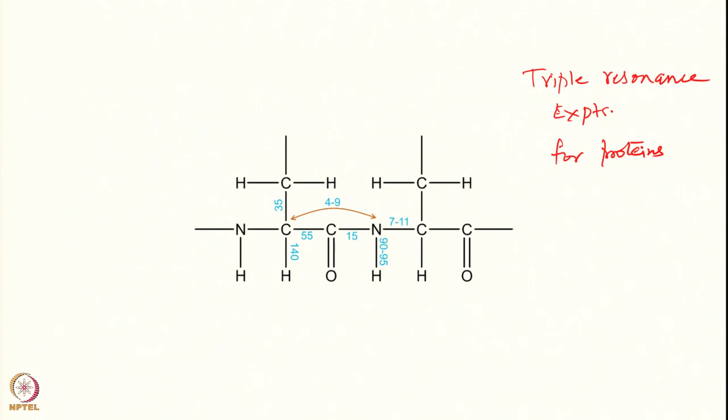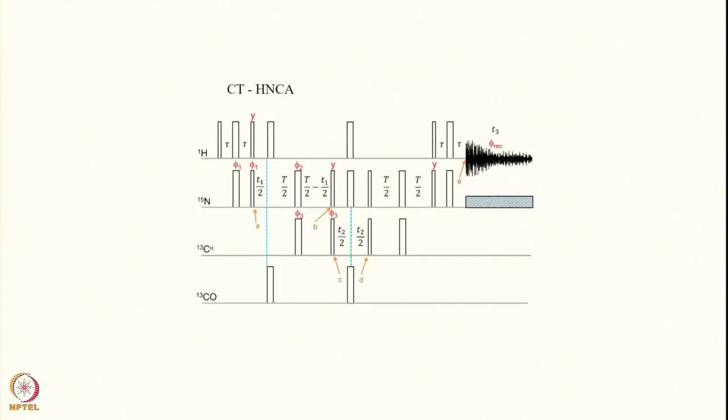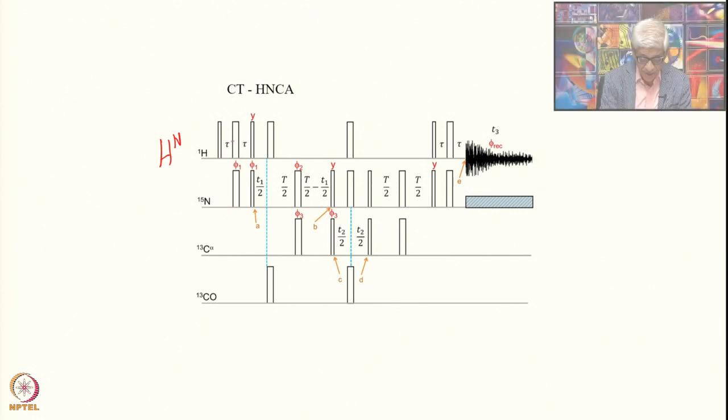How does this work? I will illustrate how the transfer happens in a particular amino acid in the protein in the pulse sequence, taking one particular example, which is called the constant time HNCA. I described the HNCA to you; this is another version of the same one. The magnetization transfer follows this particular path. It starts from the proton, the amide proton which we label here, and then you transfer from this amide proton using the INEPT sequence. So you have the initial INEPT sequence here.